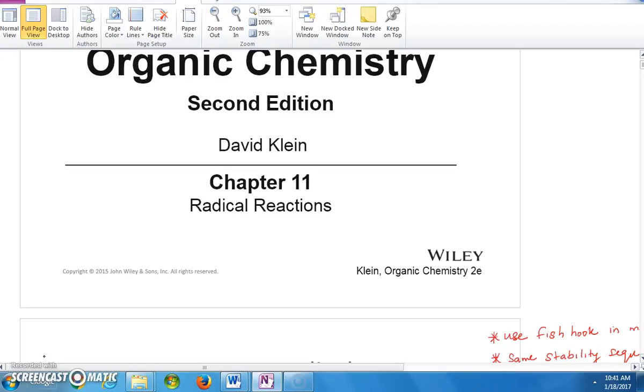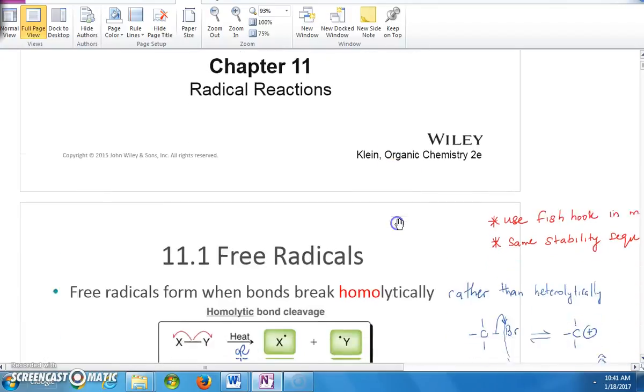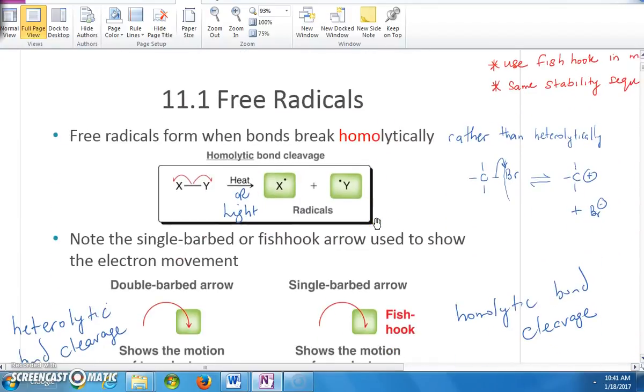If the atom has two unpaired electrons, then it becomes a diradical. But in this case, we're looking at an atom with an unpaired electron. Now, how is a radical formed? Free radicals are formed when a bond breaks homolytically.